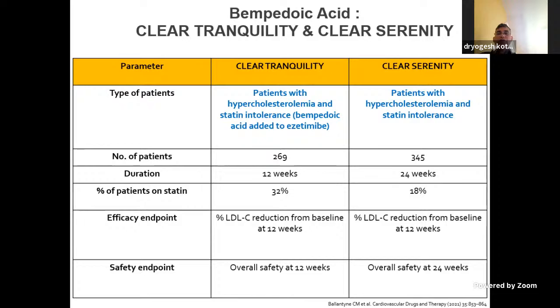So now we come to Tranquility and Serenity. Here, the number of patients on statins was much lower, just 32% and 18%. And again, similar efficacy and safety endpoints, but it was a shorter trial, 12 to 24 weeks. Next slide.